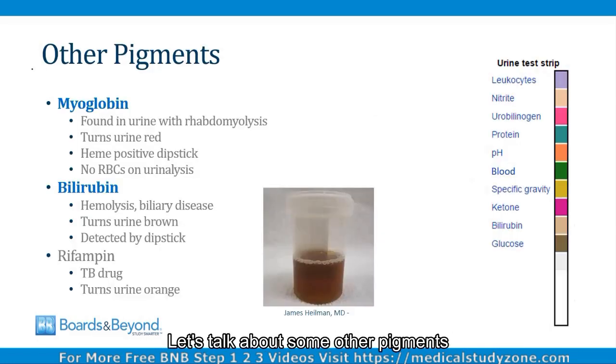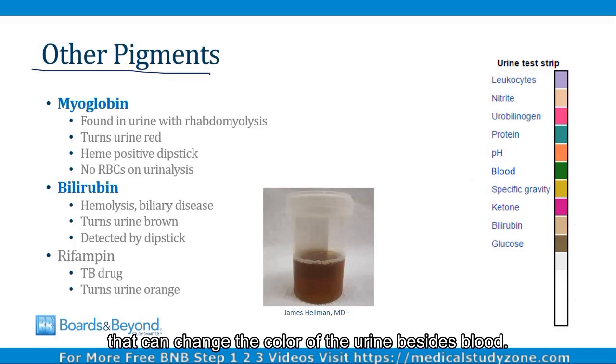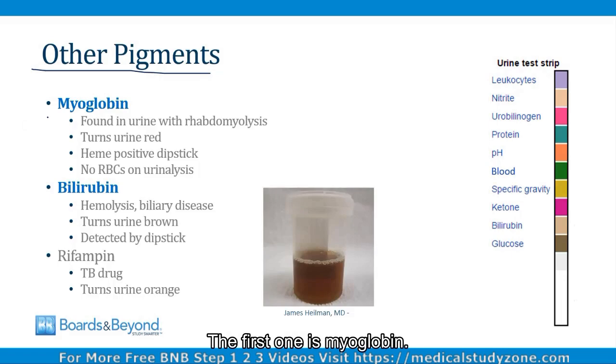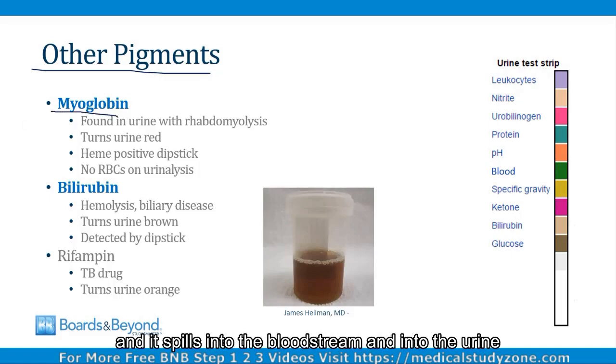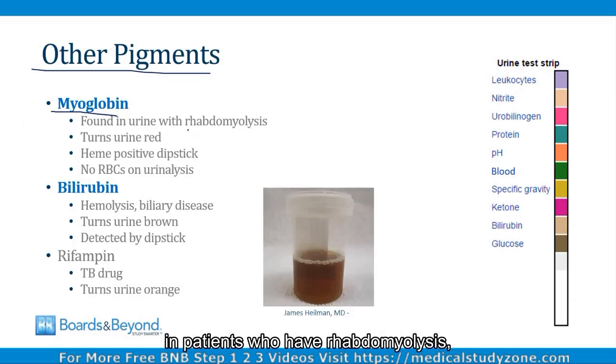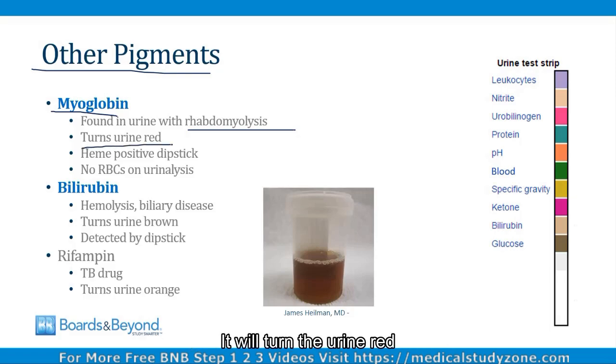Let's talk about some other pigments that can change the color of the urine besides blood. The first one is myoglobin. Myoglobin is found in muscle cells, and it spills into the bloodstream and into the urine in patients who have rhabdomyolysis, which I talk about in another video. It will turn the urine red, and because there is heme in myoglobin, the dipstick will be positive for heme.